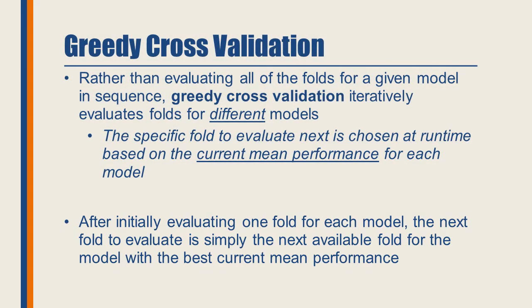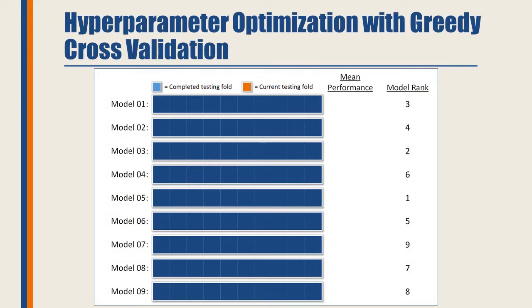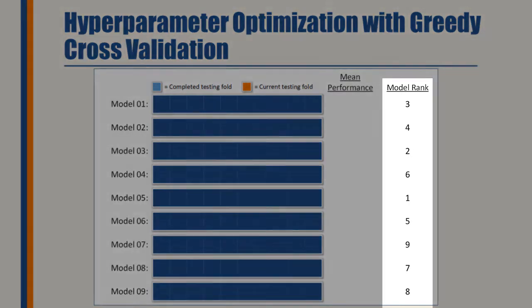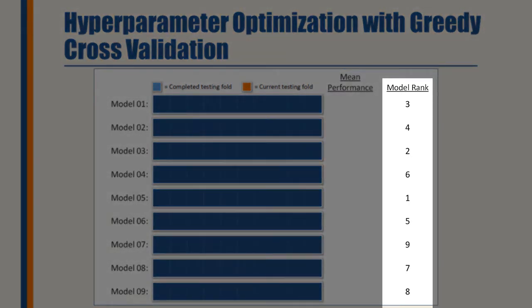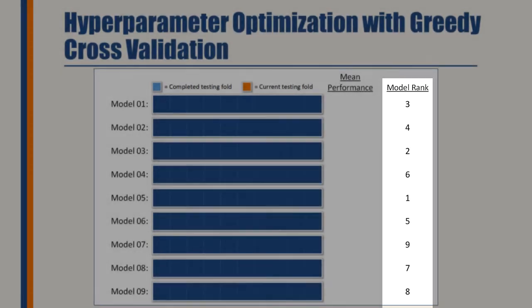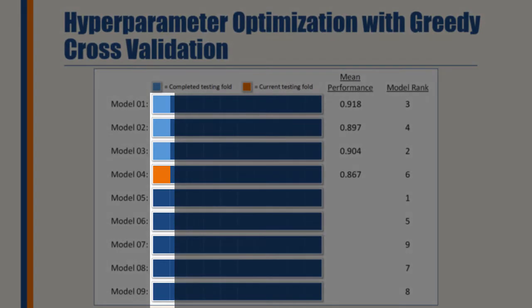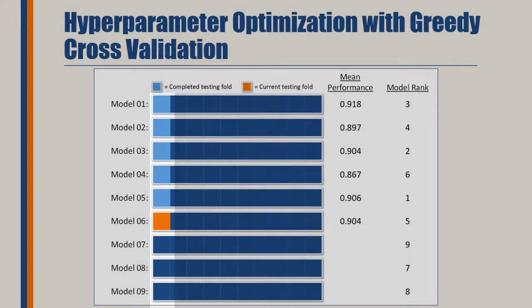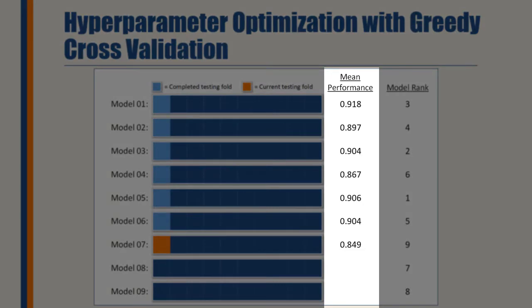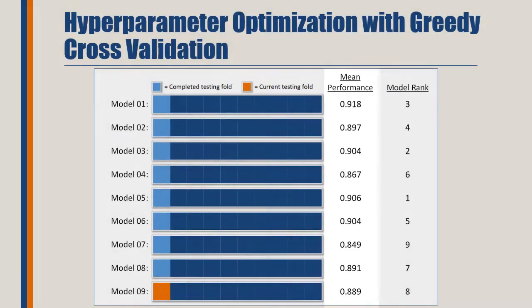Let's see how this works. Here we have the same example as before, using the same 9 candidate models and the same data. The true ranks of each model are provided for our convenience, but the greedy cross-validation algorithm would certainly not know this information in advance. Now, let's see how the greedy cross-validation algorithm actually works. As you can see, rather than evaluating all of the folds for each model in succession, greedy cross-validation begins by evaluating the first fold for each candidate model. This yields a partial performance metric that indicates our current best estimate of each model's performance.